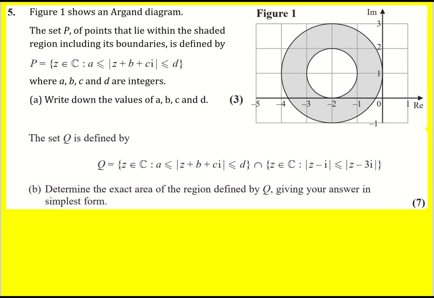Figure 1 shows an Argand diagram. The set P of points that lie within the shaded region, including its boundaries, is defined by this locus, where A, B, C, and D are integers. Let's write down what they are.